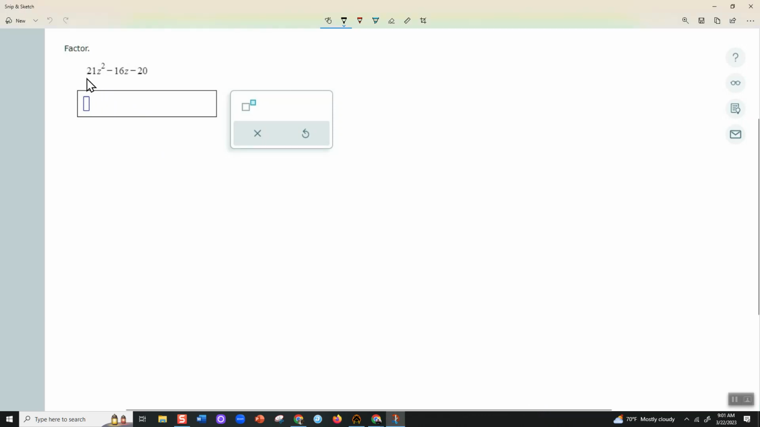Okay, number 9, we have our leading coefficient is 21, and see, they're not all divisible by anything. No greatest common factor. You always want to check for that greatest common factor. Always check for it. If it's not there, we've got to do 21 times 20, or a times c. It's going to be a negative 420. 20 times 20 is 400. So if I have 21 times 20, that's just one more 20, giving me 420. They need to add up to negative 16.